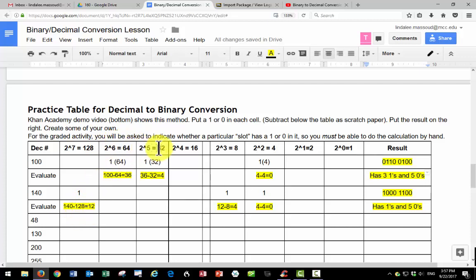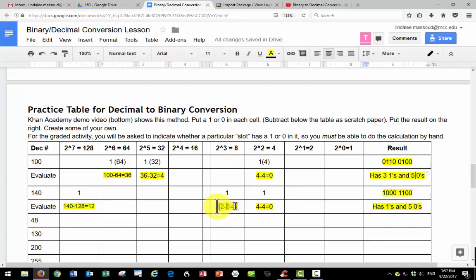No. Is there a 32 in 12? No. Is there a 16 in 12? No. Is there an 8 in 12? Yes. So here across here, we were looking for a 4. We had 12 left. So here's an 8. So yes, there's a 1 there.